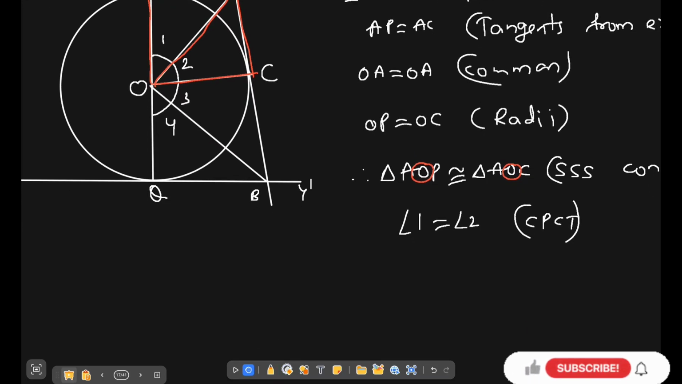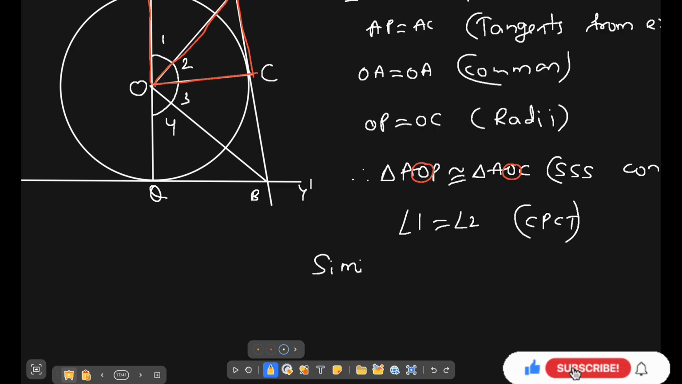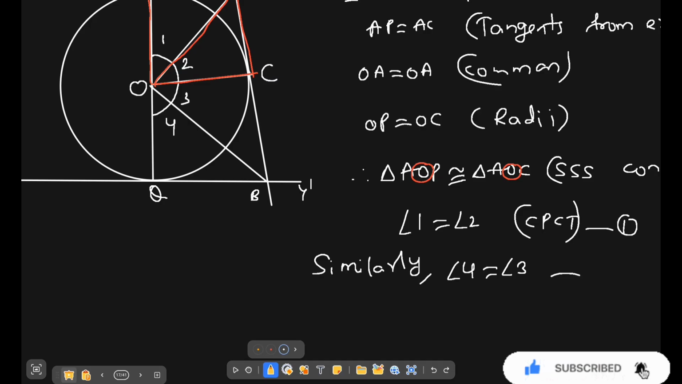Similarly, we can prove these two triangles are congruent. What are the triangles? Triangle BOC and triangle BOQ. Then we will get angle 4 is equal to angle 3. In the similar way, we can prove it. Let this be equation 1 and let this be equation 2.